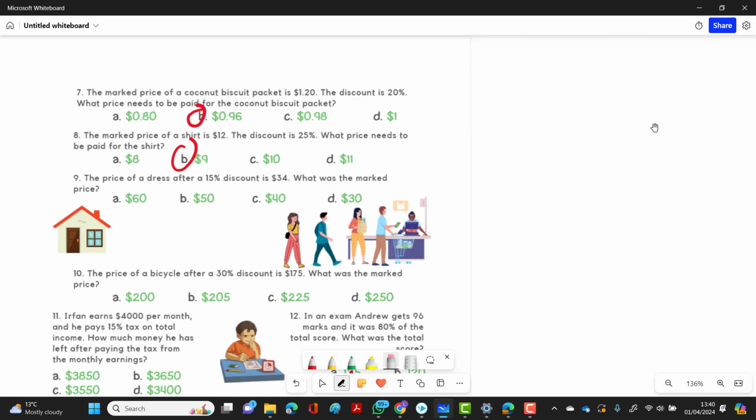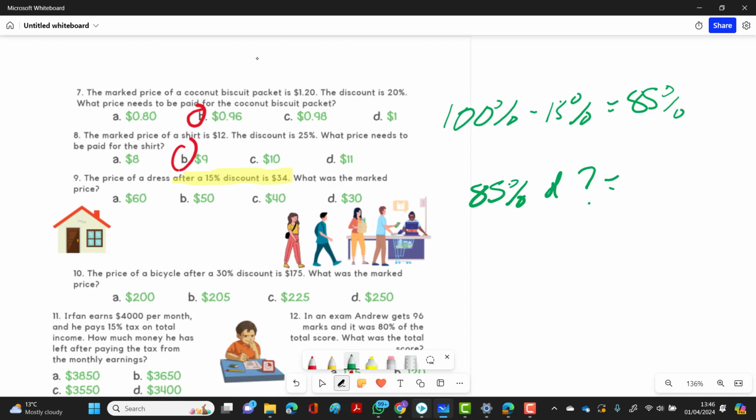Another discount question. The price of a dress after a 50% discount is $34. Okay, so the key word here is after. So let's just highlight this. After a 50% discount is $34. So the way you write this, now it's after discount. So 100% take away 15 equals 85%. So after discount, it's 85% of something.